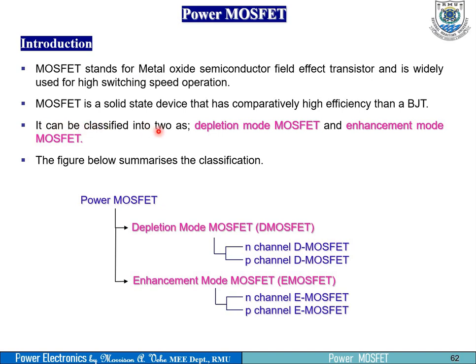It can be classified into two: depletion mode and enhancement mode MOSFETs. The figure here, or tree diagram, is just helping us to put this MOSFET into classes. So you have the depletion mode MOSFET and then the enhancement mode MOSFET. Under each of them we have N and P channel. So you have the N channel D MOSFET and the P channel D MOSFET. For the enhancement mode also we have P channel and N channel, like you can see.